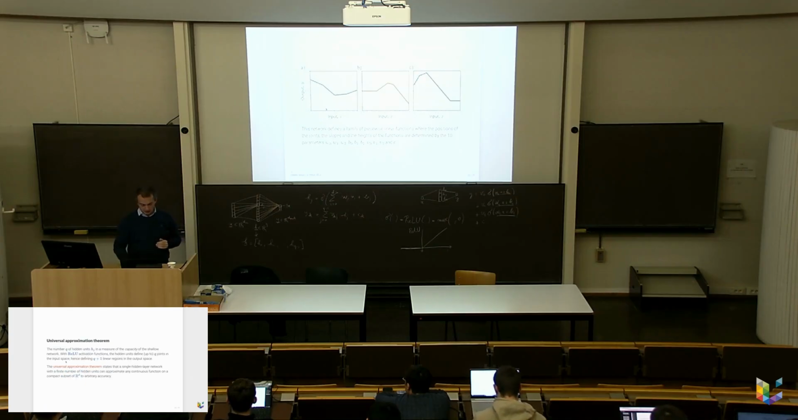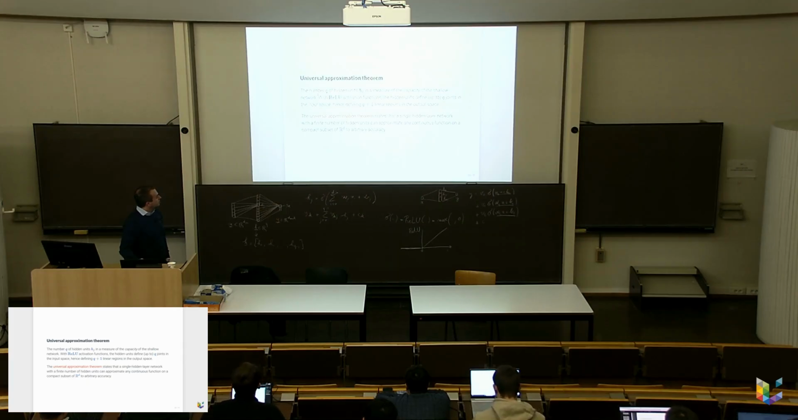Okay? And so this is something which has been formalized for a long time, which we call the universal approximation theorem of shallow networks. And it basically says that the number Q of hidden units Hj, you can interpret as a measure of the capacity of the shallow network. So if you have few hidden units Hj, you have a small capacity, so that means you will not be able to represent very complicated functions. On the other hand, if Q is large, you have many hidden units, then you will have more capacity, okay? You will be able to fit more functions.